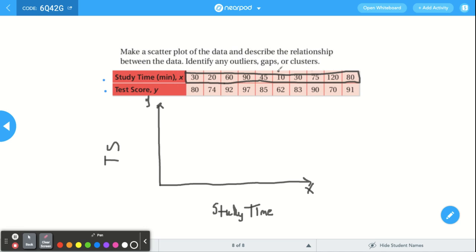Okay, so the smallest one is 10. Then I got 20, 30. I don't have a 40, but I have a 45. And then all the way up to 120. So the largest number we want is probably a 120. And then let's do, we'll go up by 20s. So we'll have 0, 20, 40, 60, 80.